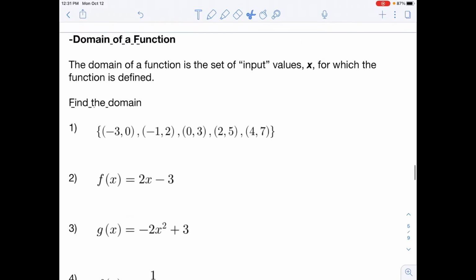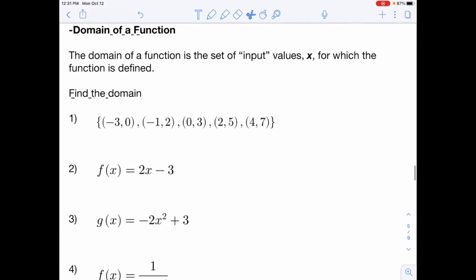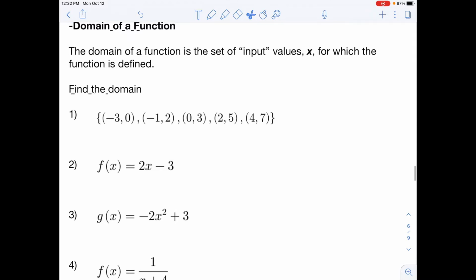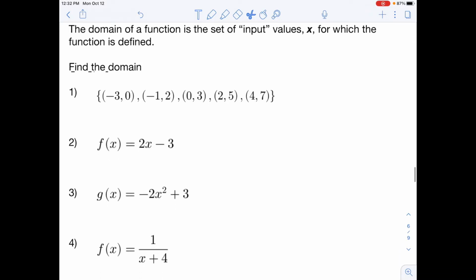All right, guys, let's talk about the domain of a function. So remember that domain is the set of your input values, which are basically your x values for where the function is defined. So let's go through some different types of functions, and hopefully that will illustrate how you can find the domain. So here you can see we just have a set of ordered pairs.